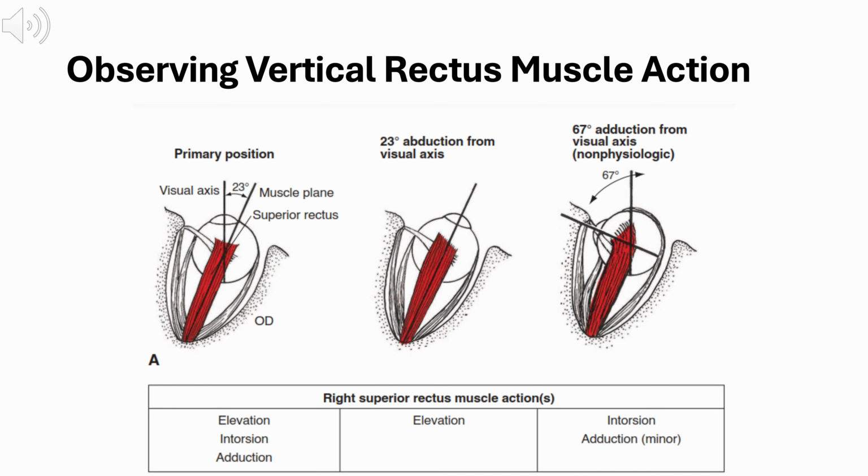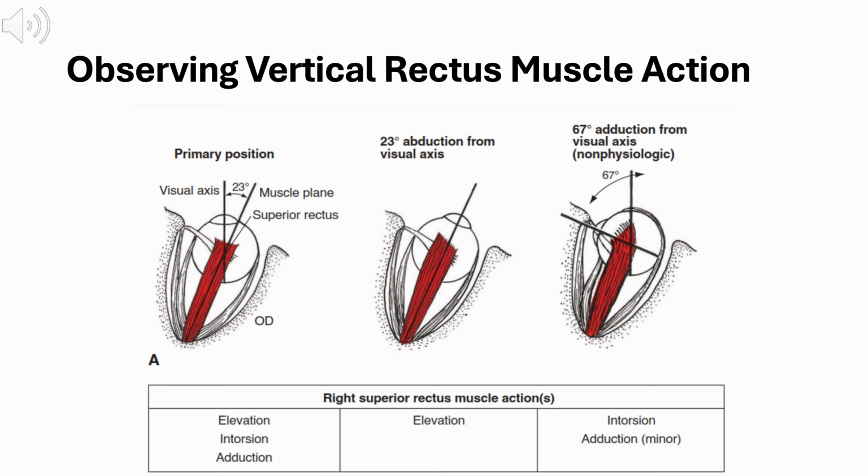Let's look at the vertical rectus muscles again, this time visually, starting with the superior rectus. Starting in primary position on the left, the superior rectus pulls at an angle to the visual axis. Because of that oblique pull, it produces a combination of elevation, intorsion, and a small amount of adduction.